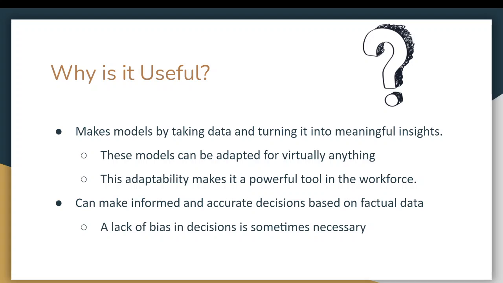And these models can be used virtually for anything, something as small as inventory management to something even much bigger. And this adaptability is what makes it such a powerful tool. It's basically able to make informed and accurate decisions based on factual data that you are able to supply to it. And since it's only based on factual data, it creates an unbiased decision. So for example, in the Walmart example I was talking about before, if you have an item list and you notice that certain items aren't being sold as often in certain locations, you can start optimizing where you want to put certain products so they'll be able to sell the most and make the most money.